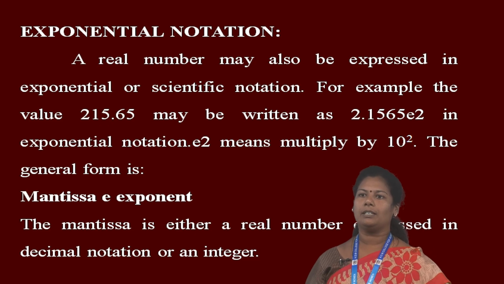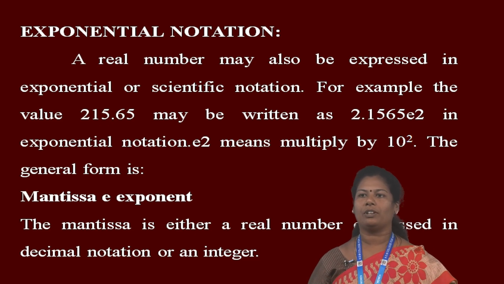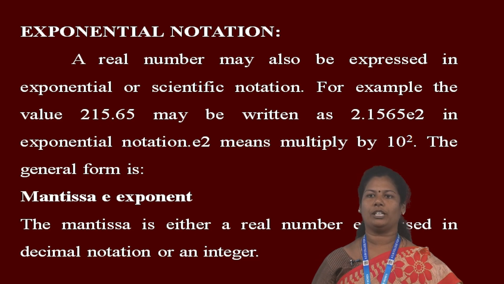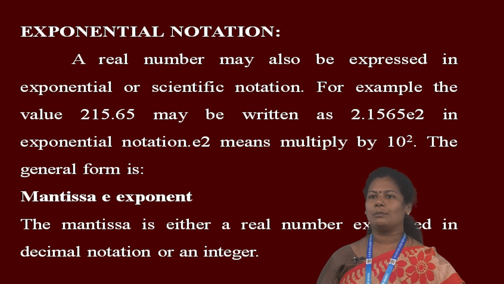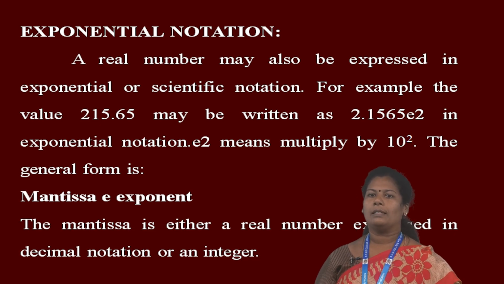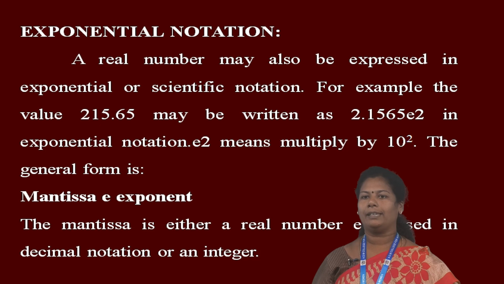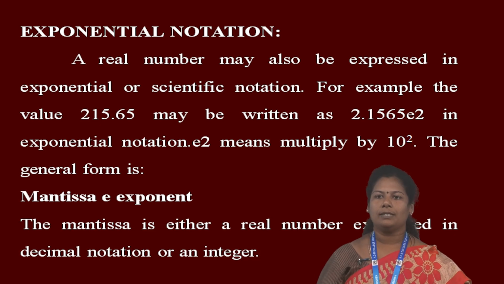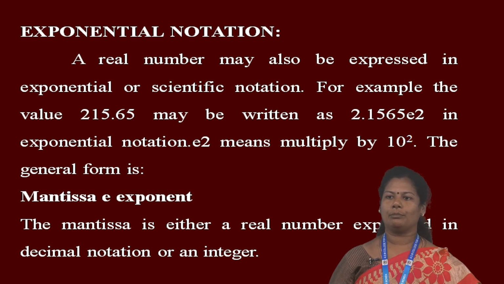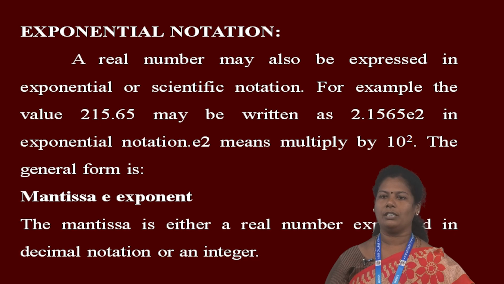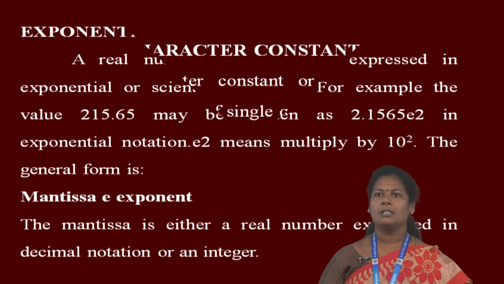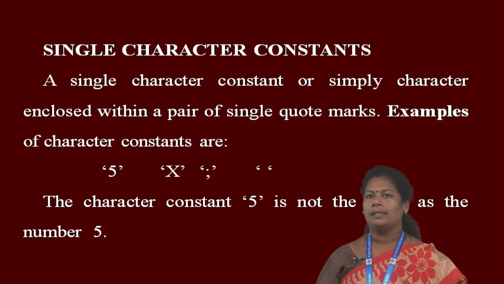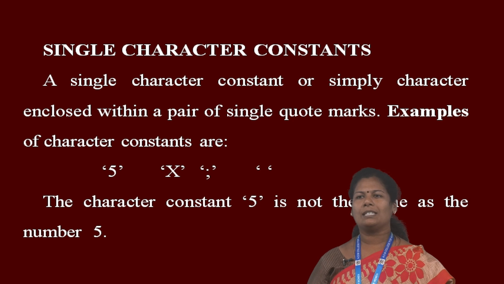215.65 may be written as 2.1565E2 in exponential notation. E2 means 10 to the power 2. The general form is mantissa E exponent. The mantissa is either a real number expressed in decimal notation or an integer. Single character constants: a single character constant, or simply character constant, is a character enclosed within a pair of single quote marks.